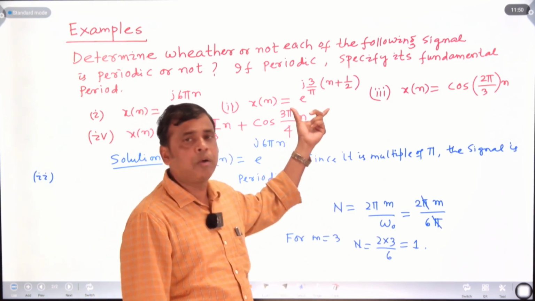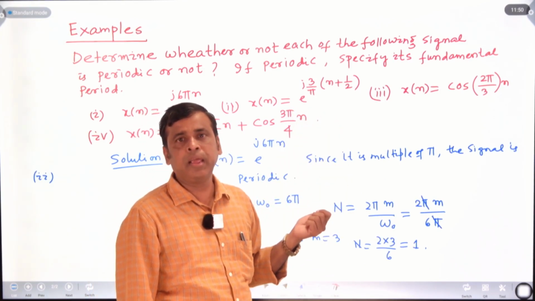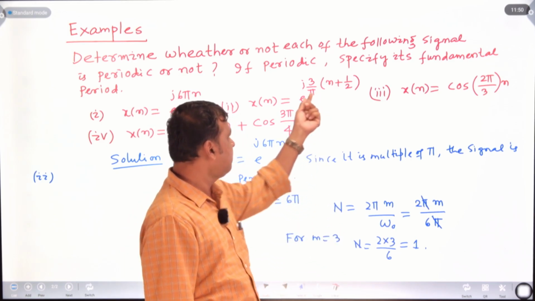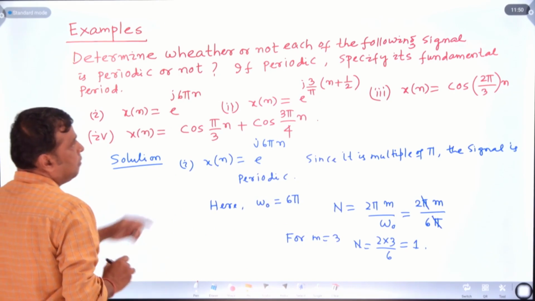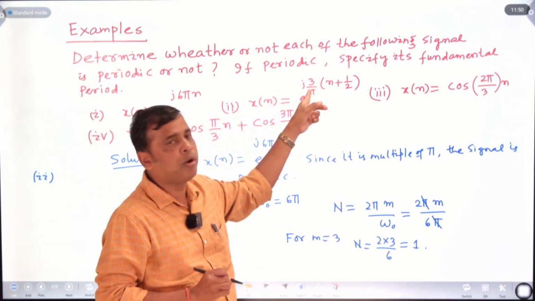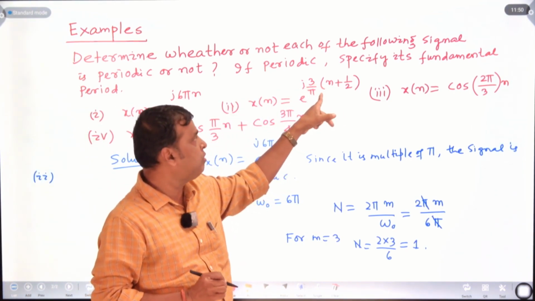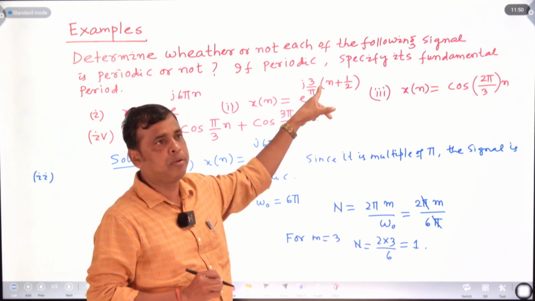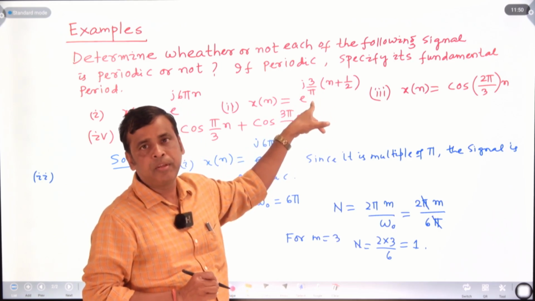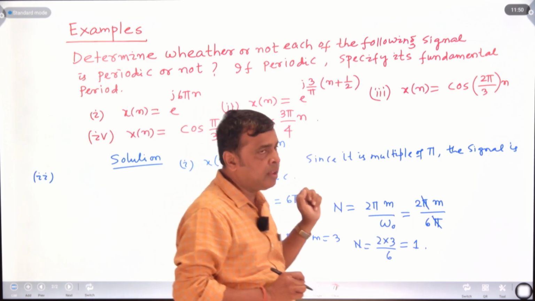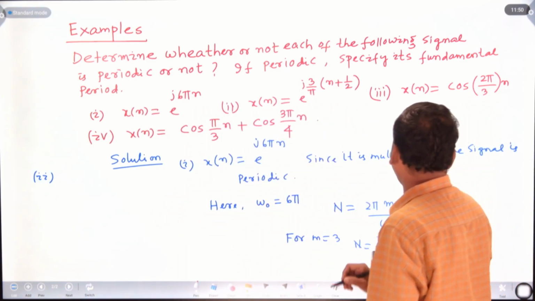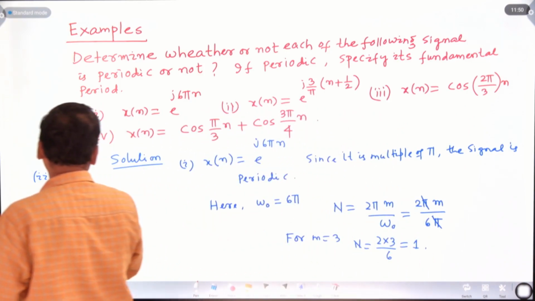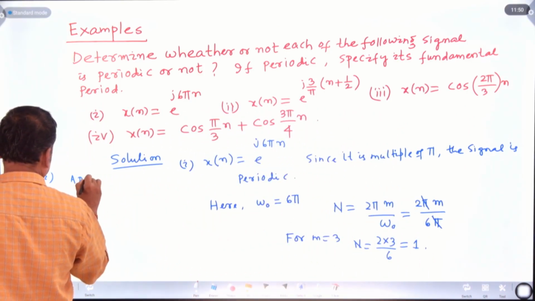If the signal is not periodic, what is it? An aperiodic signal. So in this example the fundamental frequency is not a multiple of pi. Rather, it is divided by pi. The signal is not periodic. It is an aperiodic signal. Okay. Then another one. Number 2 is your aperiodic signal.